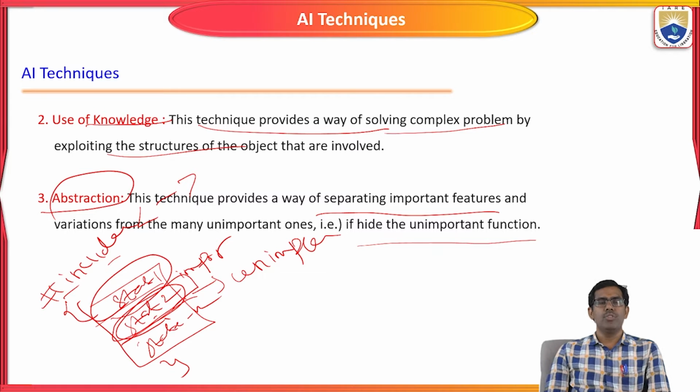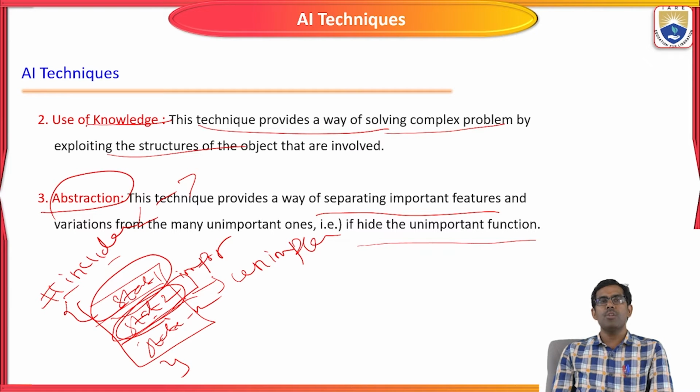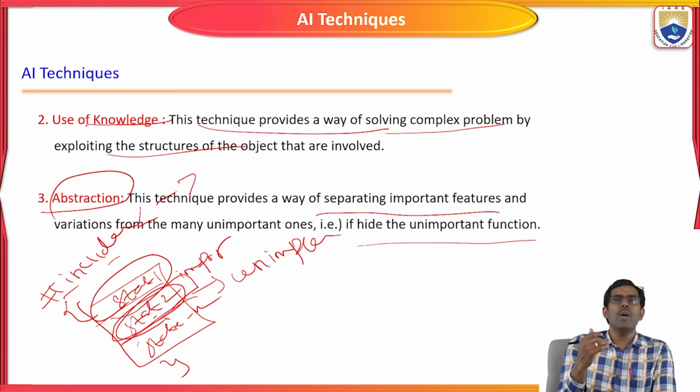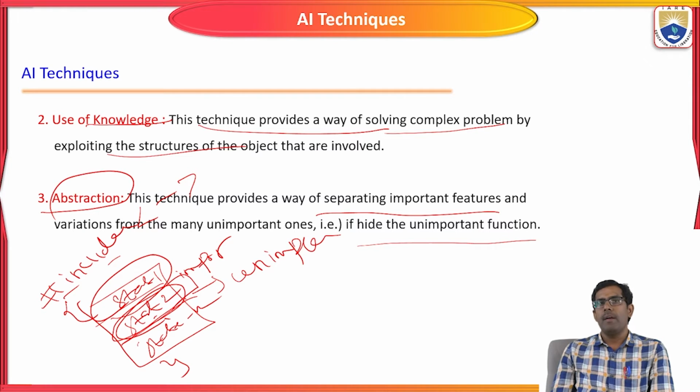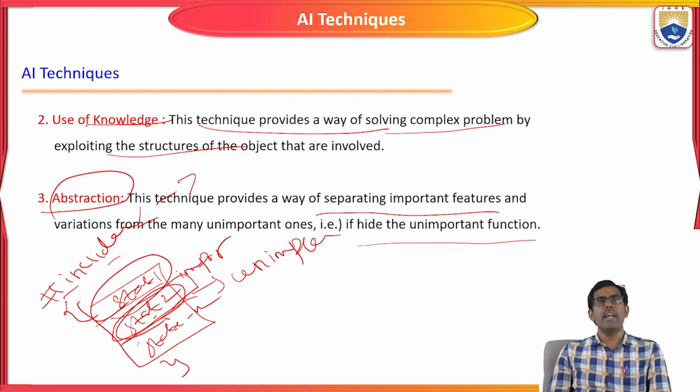Right, got it? So abstraction is nothing but hiding some unimportant function from your structured problem statement. If you are writing one simple code, from that code we are going to hide the unimportant things. So this is the concept of abstraction in the various AI techniques.